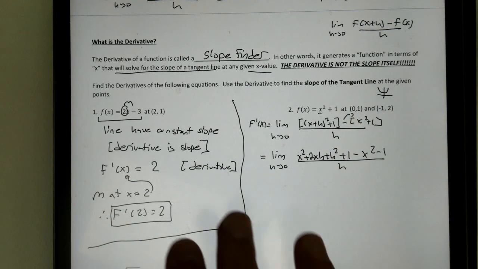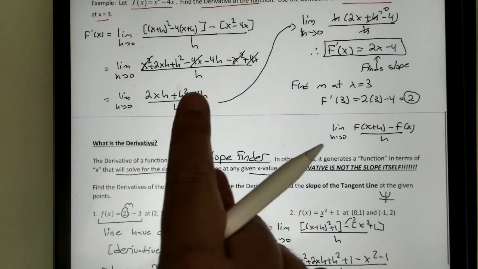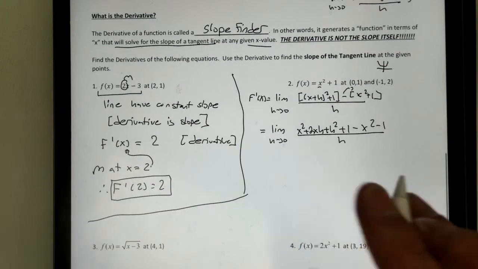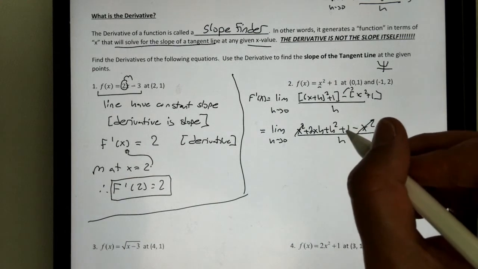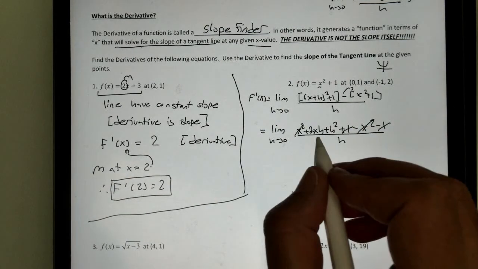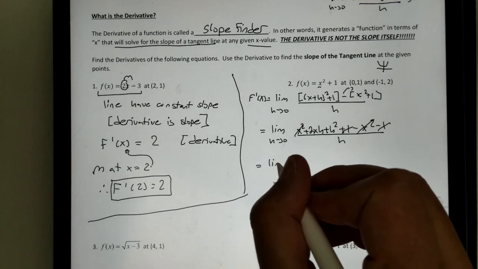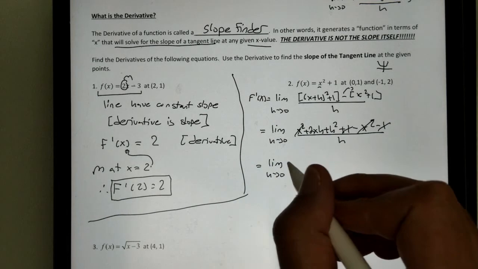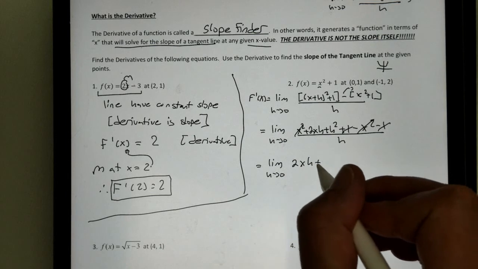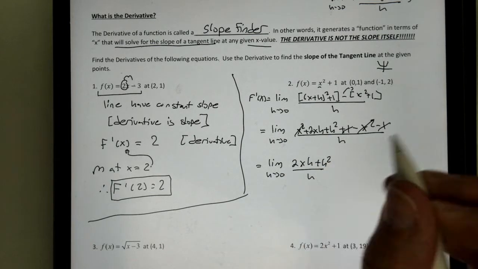And again, like we said up here in the first example, anything that does not have an h should just go away. The x squareds will cancel and the 1's cancel. And everything left has an h in it. So I'm just going to rewrite that down. The limit as h goes to 0 of 2xh plus h squared over h.